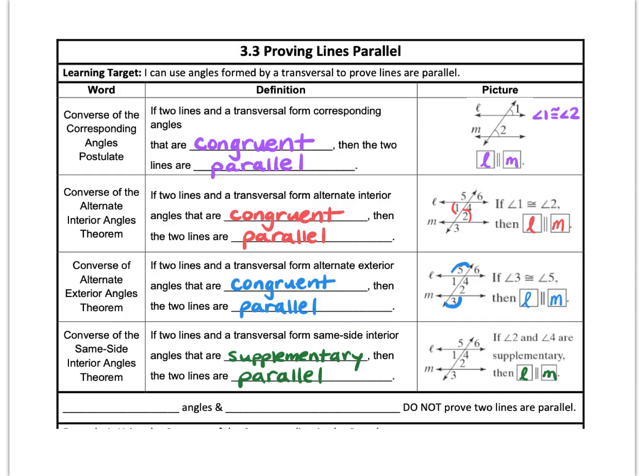It's important to note, though, that some angle relationships do not work to prove that lines are parallel. One of those is the vertical angles, and linear pairs cannot be used to prove two lines are parallel. No matter what, vertical angles are always congruent, whether the two lines are parallel or not. Similarly, linear pairs are always supplementary. So that's not enough information to prove that two lines are parallel. The only way we can prove two lines are parallel is to use one of these four converse theorems.